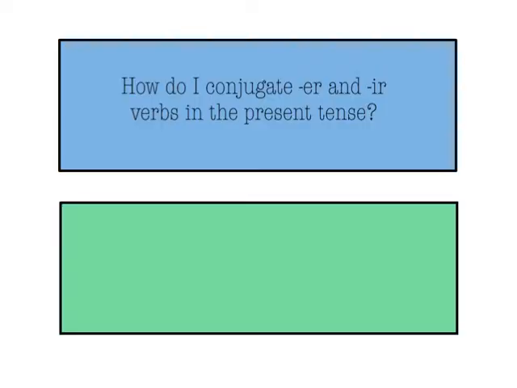The question that we're going to answer today is, how do I conjugate ER and IR verbs in the present tense? So go ahead and write that at the top of your notes, please. That should be your focus as we do this. And then leave a little bit of space at the bottom where you can write your answer.